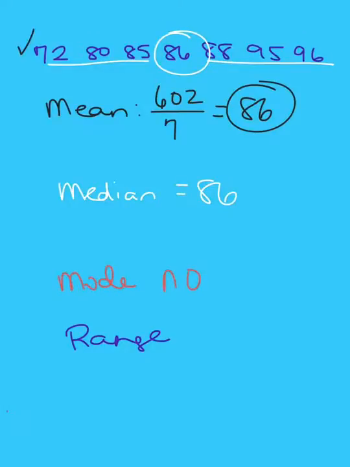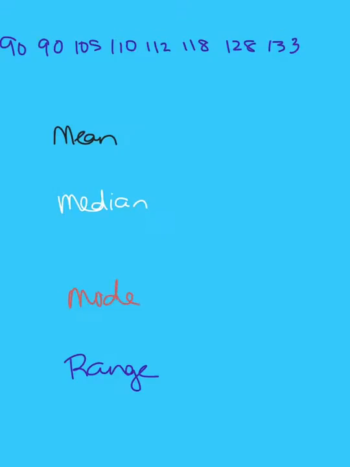And my range, which tends to be the easiest one for students to quickly figure out, is just taking the highest value, which is 96, and subtracting my lowest value, which is 72, and that gives me 24. That's the range. Let's try another problem. So we have, again, a different set of numbers. They're already in numerical order, and this time we have 8 values.